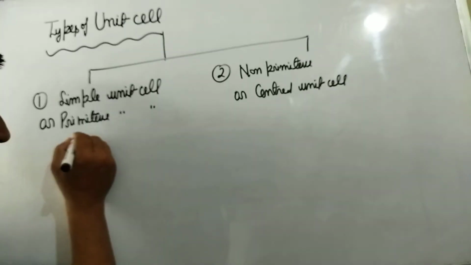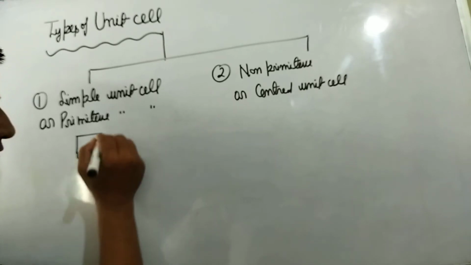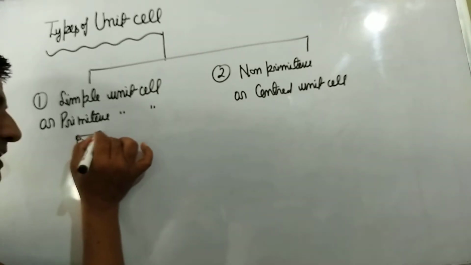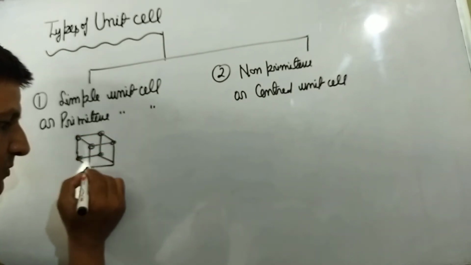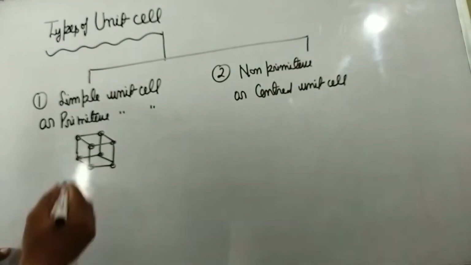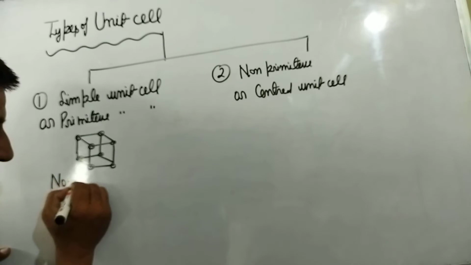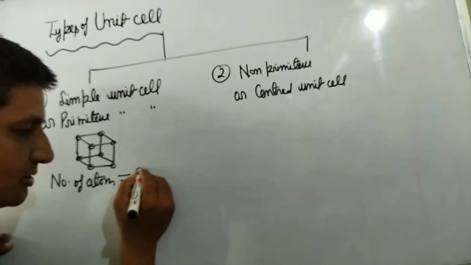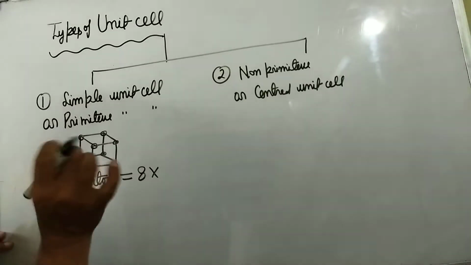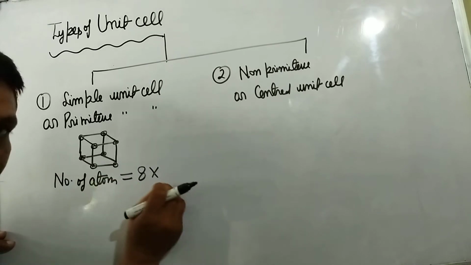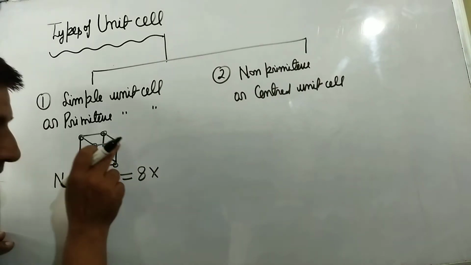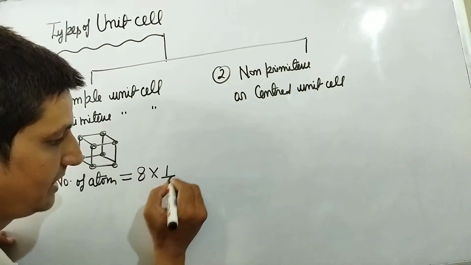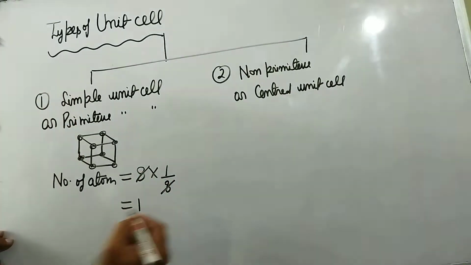In a simple or primitive unit cell, particles are present at the corners only. Here, the total number of corners is 8. The number of atoms in a simple unit cell is 8 corners into a contribution of 1 by 8. Total corners are 8, so 8 atoms are present at the 8 corners. The sharing contribution of each atom is 1 by 8. 8 and 8 cancel, we get 1.